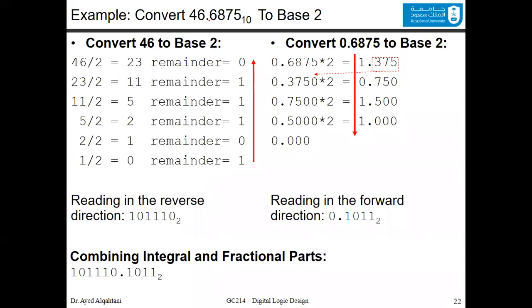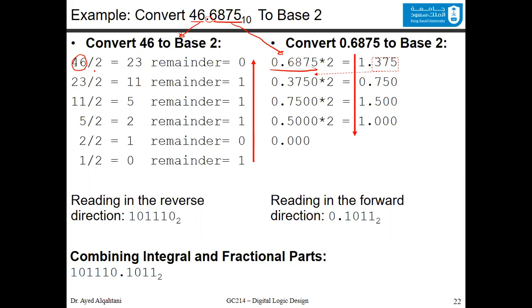So what to do? You take this point, and this point is differentiating between the integer part, which is the 46, and the fraction part, which is the 0.6875. So what to do is every time you divide by 2, you can see that you divide by 2. In the other step, you divide by 2, you divide by 2, and so on. While in the fraction part, you always multiply by 2, multiply by 2, multiply by 2, and so on.